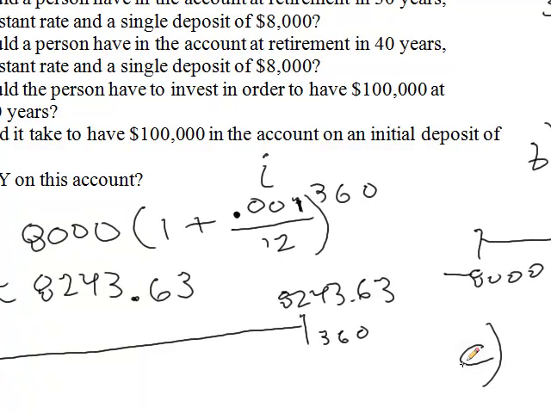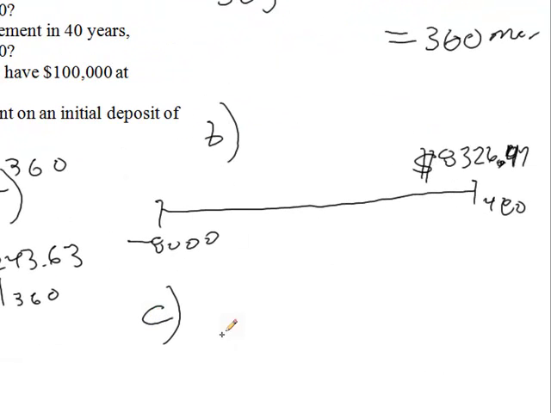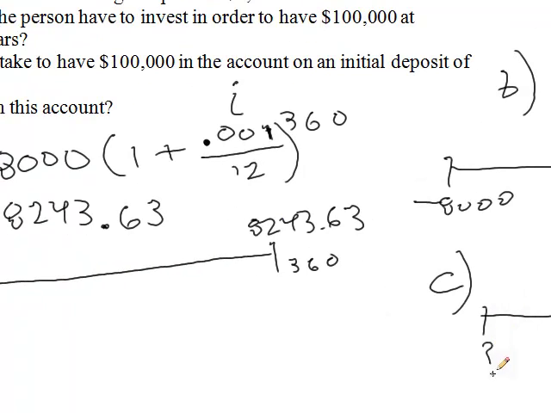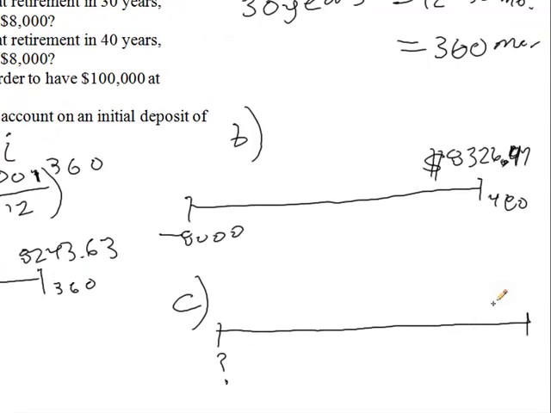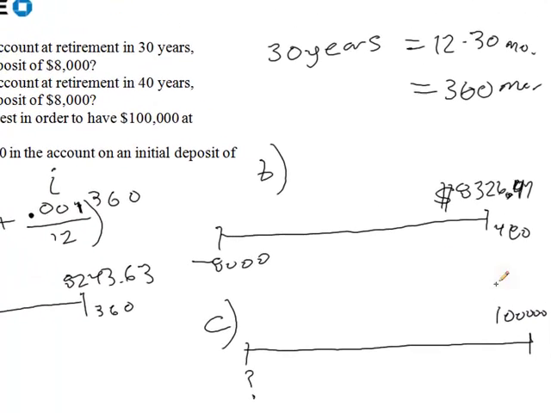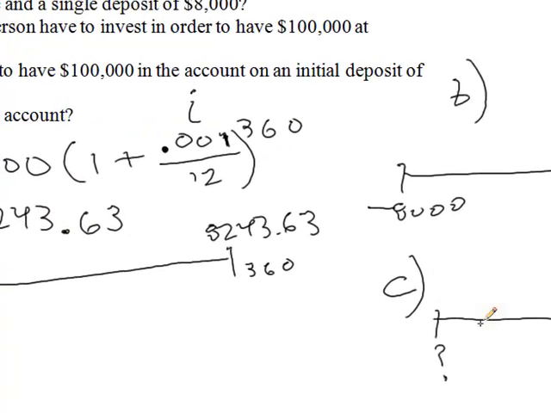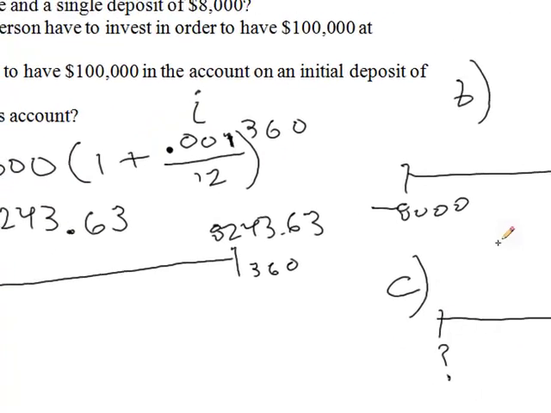In part C, we'd like to know how much would a person have to invest in order to have $100,000 at retirement in 40 years. So we're going to set up what we know and what we need, and we don't know the amount that the person has to invest, so I'm going to put a question mark here. That's what we're trying to figure out. But I know I want to be able to have $100,000 in 40 years, so that's going to be 480 months, and that's what I need to calculate. So I actually need to get my present value here.